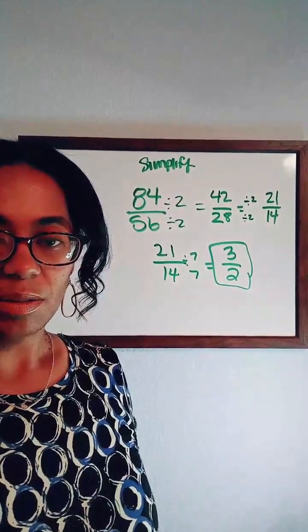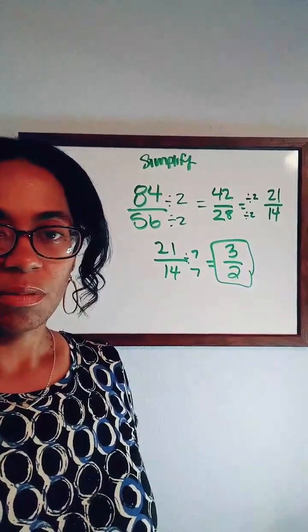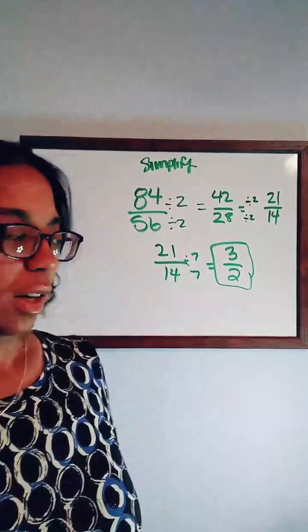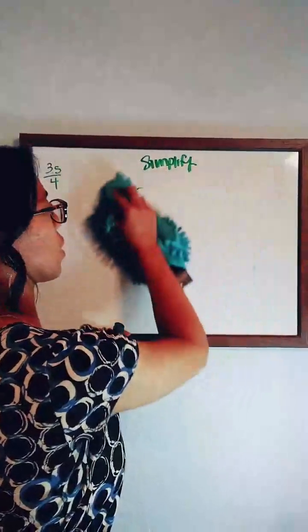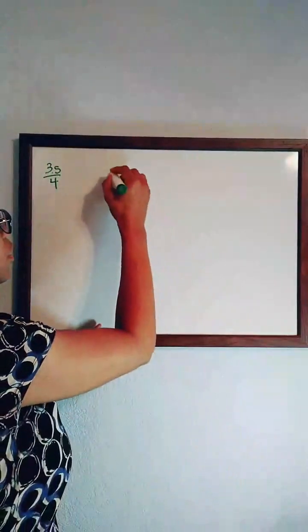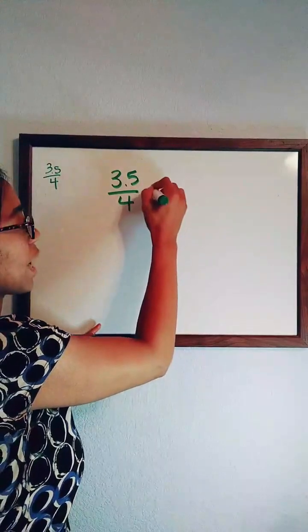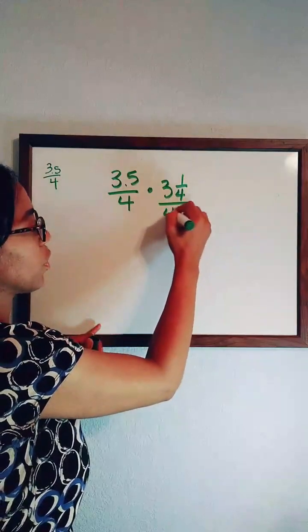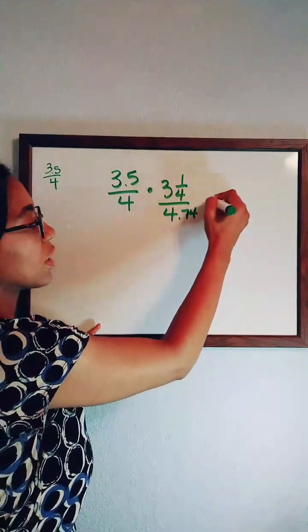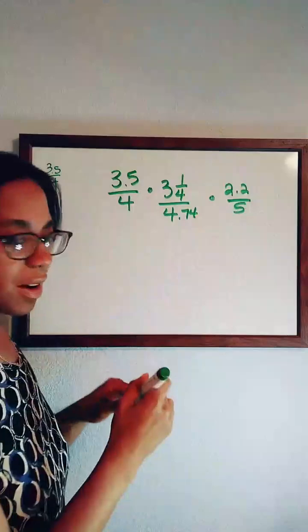Okay, Shapri, let me go back up here and find this question. Okay. You are so welcome. I may not even be able to help you. Okay, so 3.5 divided by 4 times 3 1/4 over 4.74 times 2.2 divided by 5. Girl, what is this? A hot mess.